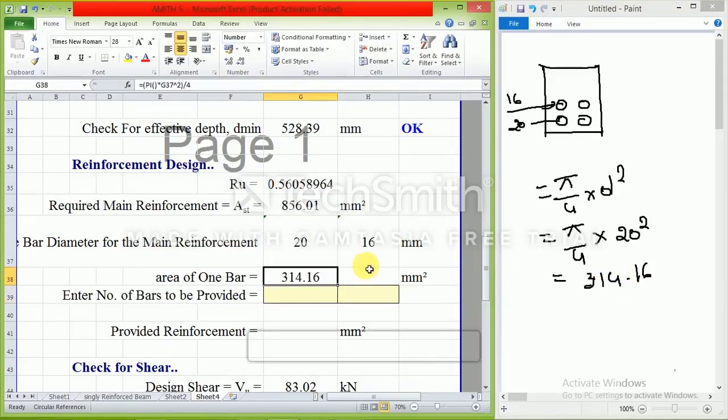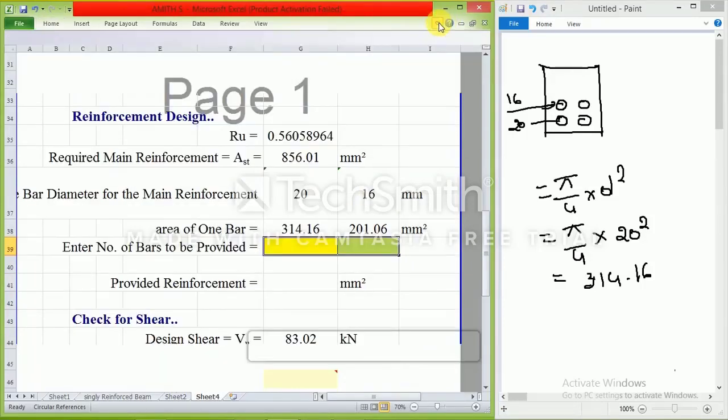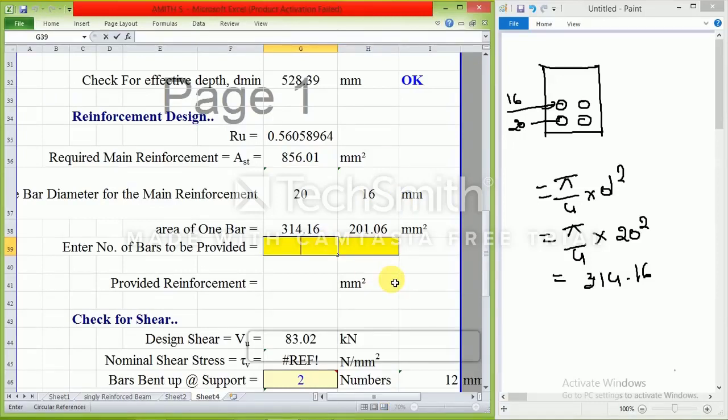314.16. If you want this, don't waste your time drawing the formula. Just come here, you'll get a symbol like this, plus, just pull it. It will directly take. I'll double click on this and it will directly take. So enter the number of bars, that is manual. I'll make it yellow. This is what we need to give. Randomly let me give something, the number of bars in the first layer. Let me give 2. This is manual, just a rough calculation.